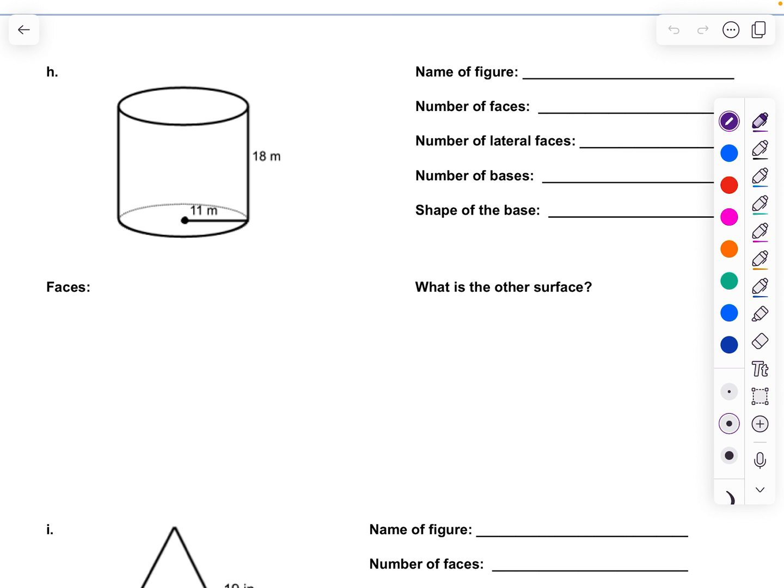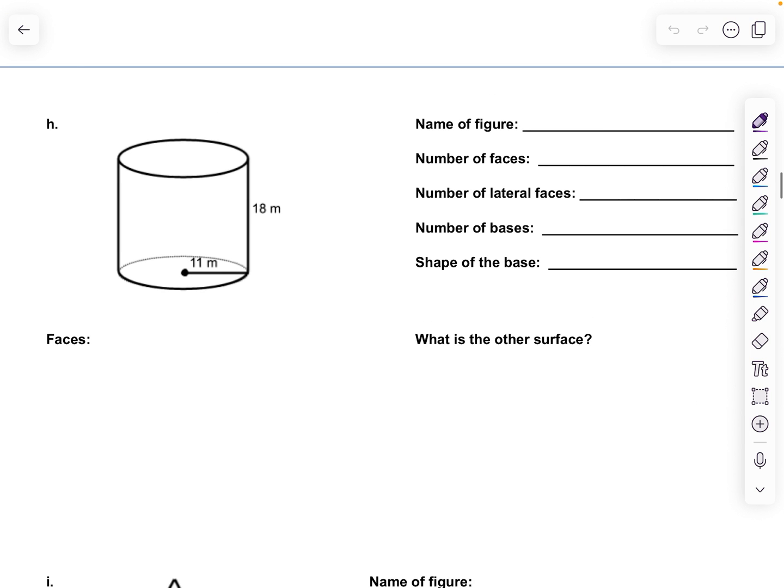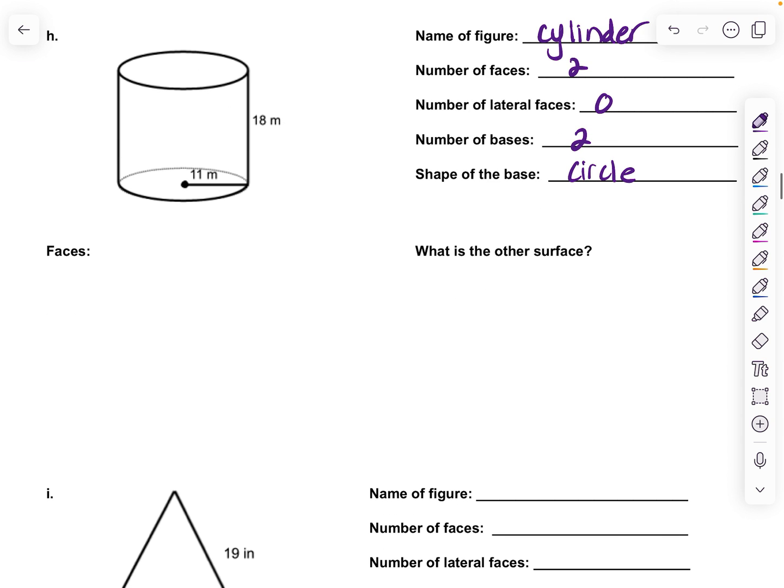All right, so the name of this figure is a cylinder. Number of faces, there are only 2, and there are 0 lateral faces. So the only 2 faces are the 2 bases. The shape of the base is a circle. The 2 faces that we have are the circles that form the top and the bottom, and that has a radius of 11.